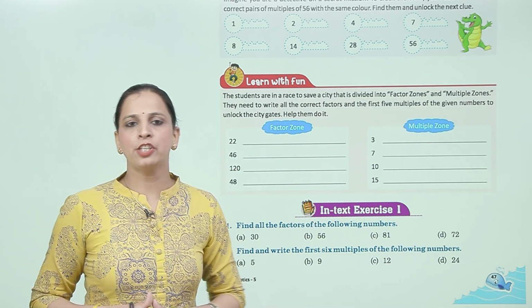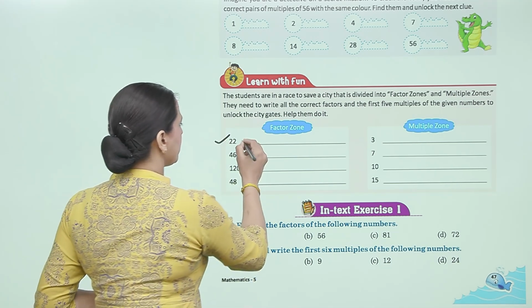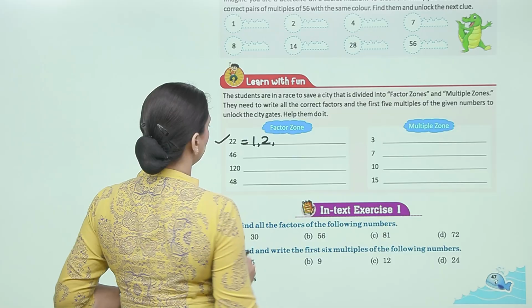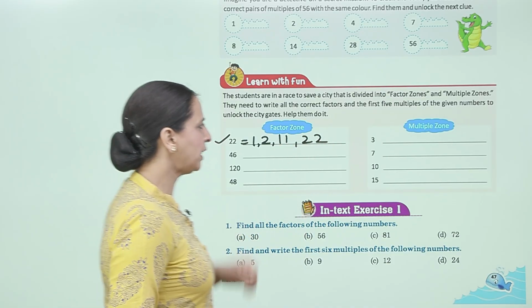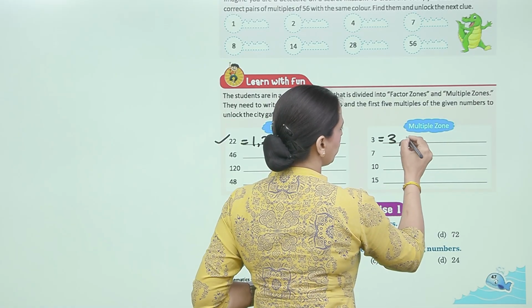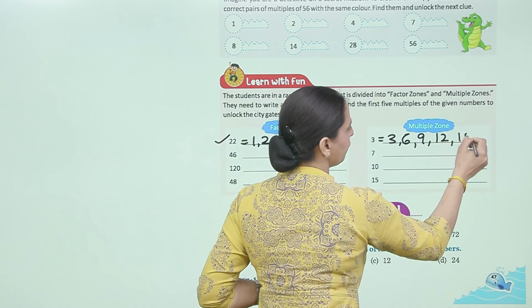Now, factor zone. What are the factors of 22? 1 and 2 and 11 and 22. In the same way, multiple zone. Multiples of 3 are 3 1s are 3, 3 2s are 6, 3 3s are 9, 3 4s are 12, 3 5s are 15.